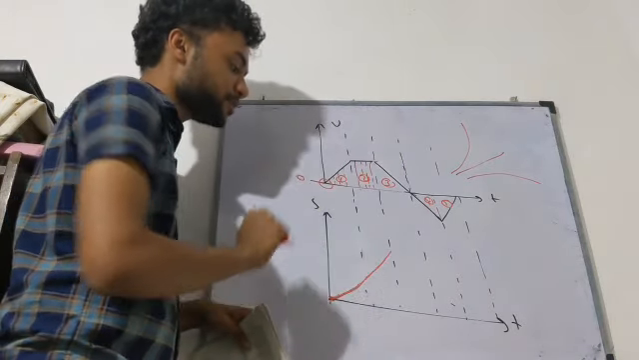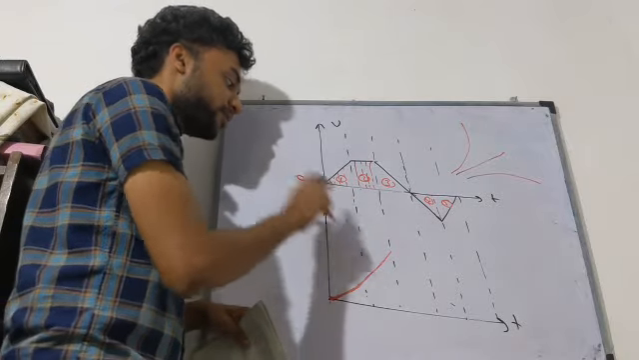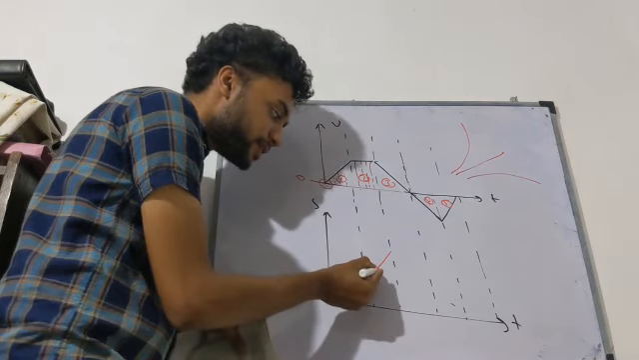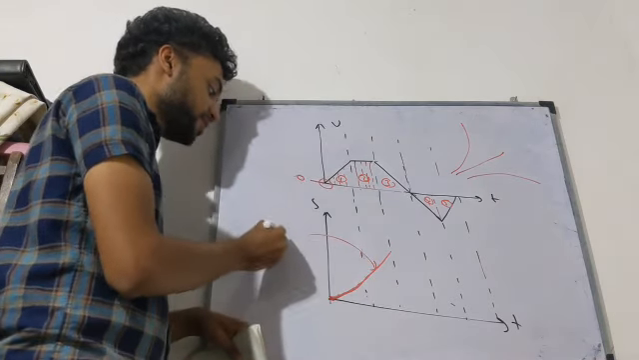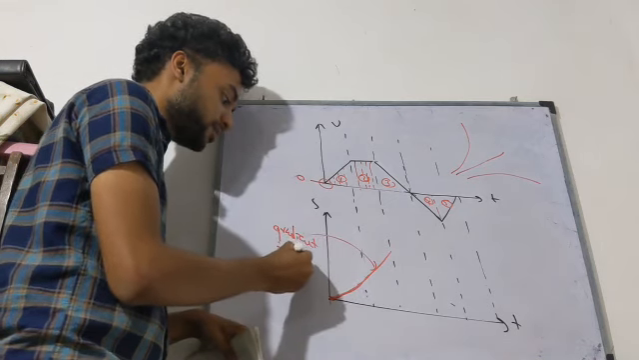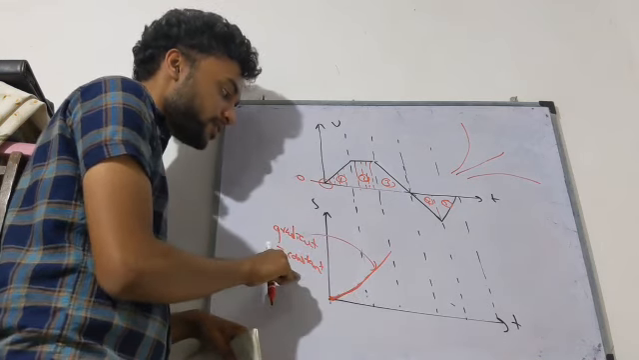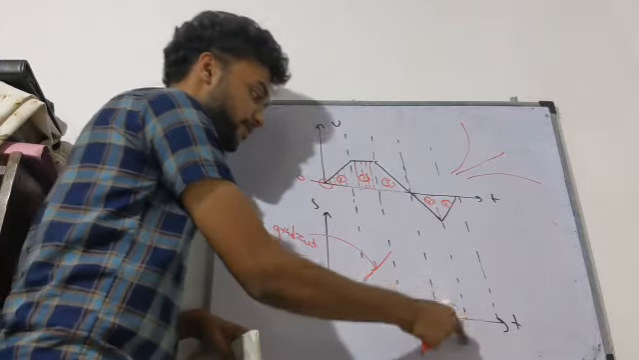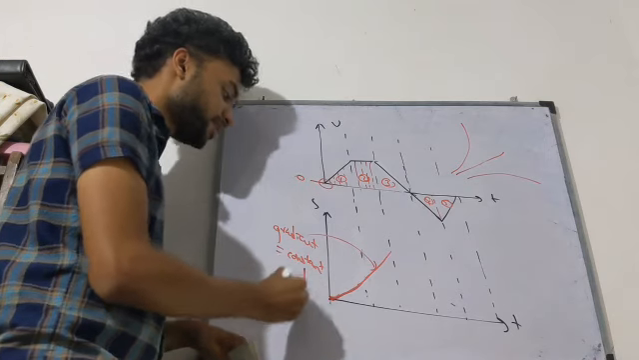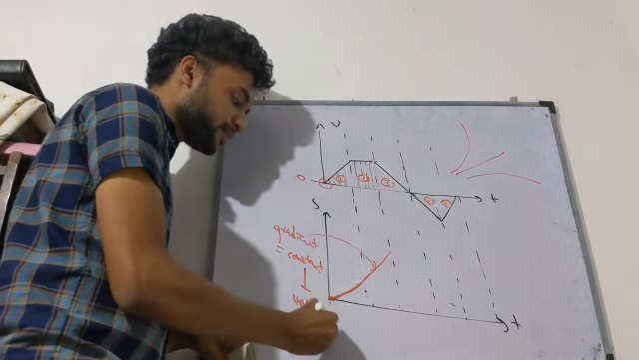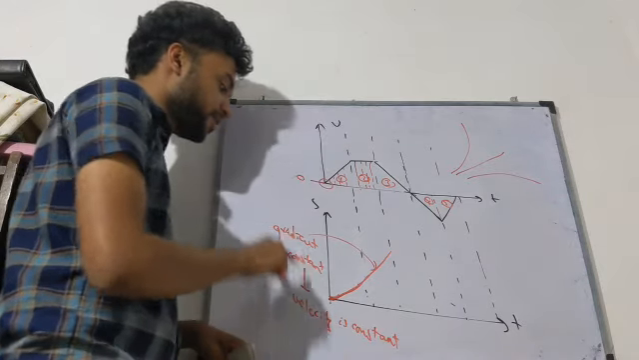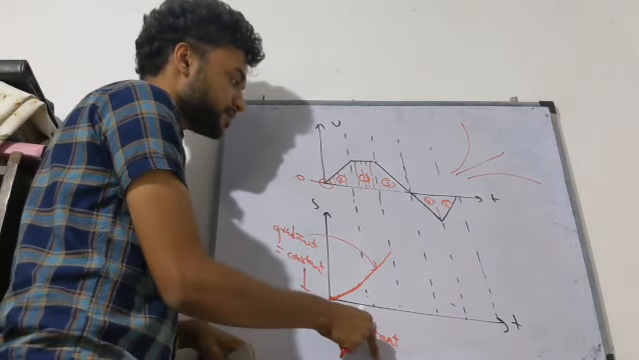Now here you can see some special feature. You know that the gradient of an ST graph gives you what? The velocity. Can you see that the gradient here is constant? If the gradient is constant, that means what? The velocity is constant. I hope you can understand this. The gradient is constant, the velocity is constant.